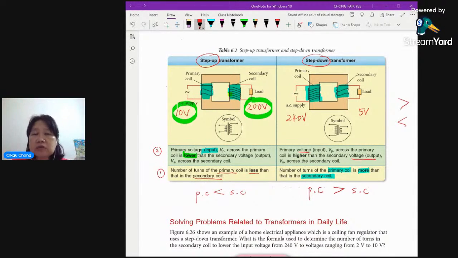Now, how do you explain the differences? If the question asks you to compare or state the differences between step-up transformer and step-down transformer, you know the facts, but most of the students do not get the full marks because of the way they write. When you want to write something to compare A and B, what's the difference between A and B? Number one, make sure you say both sides. You must say A is like this, but B is like that.